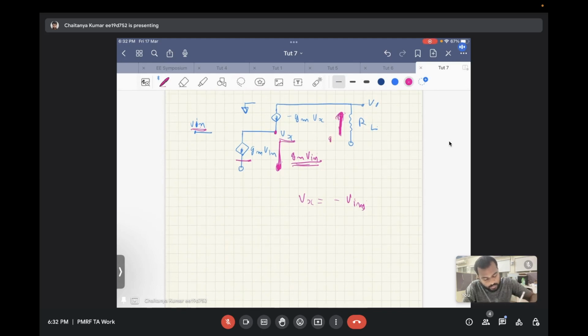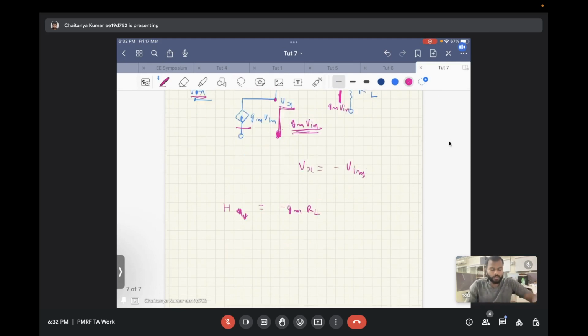The current from here will be Gm times Vin. And if the current from here is Gm times Vin, the output is again minus Gm times RL times Vin. So the equivalent voltage transfer function is equal to minus Gm times RL again. This is the same as the previous one.